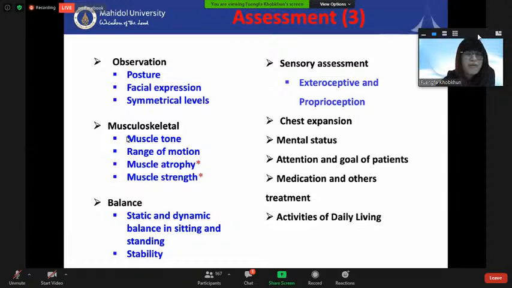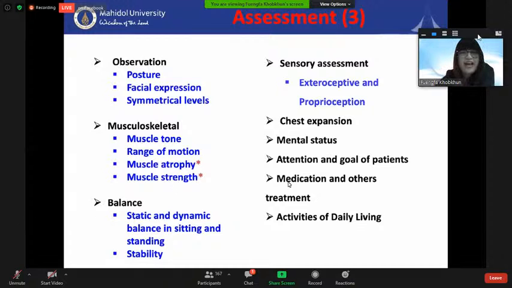And you need to assess musculoskeletal status, balance, sensory assessment, mental status, attention, medication, and activities of daily living. Starting with muscle atrophy or muscle strength, I need to tell you that the pathology of Parkinson's disease does not make the patient weak, because it's not like stroke, it's not like a corticospinal tract disorder, right? But almost all of them have muscle weakness because of non-use. It's not about pathology, it's about non-use or reduced physical activity. So almost always you find muscle weakness, and you need to keep in mind that maybe they have weakness also.